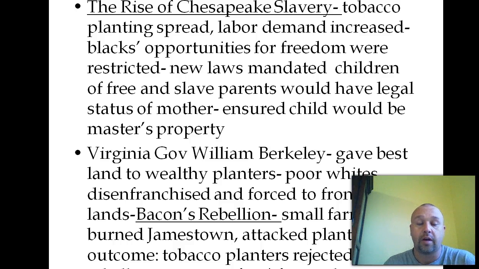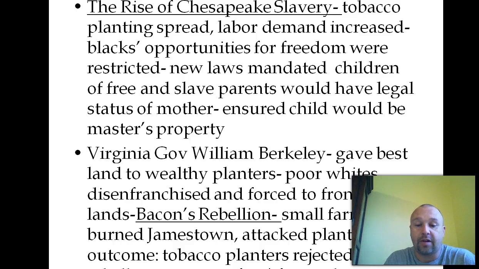So if an African woman is raped by a white slave owner, the child, even though half white, would thus be considered a slave. Virginia Governor William Berkeley gave the best land to the wealthy planters, and the poor whites lost their rights to vote, and they were forced to the frontier lands, which were not as good for farming and also more dangerous. And that led to Bacon's Rebellion, where small farmers are going to burn Jamestown to the ground. They're going to attack plantations.